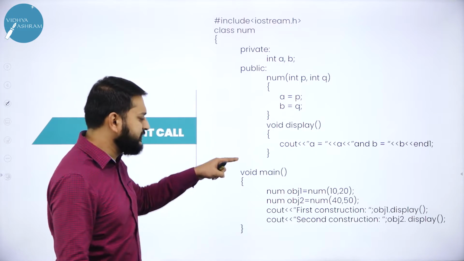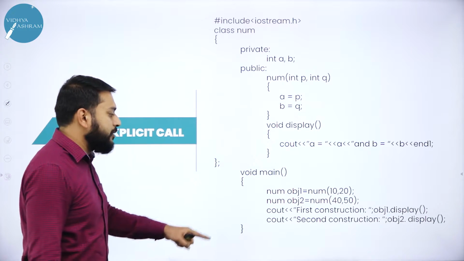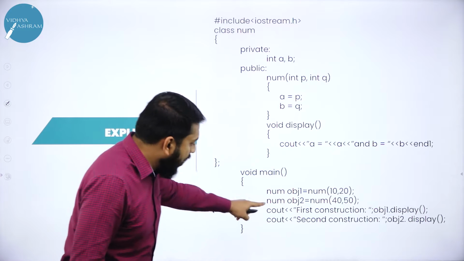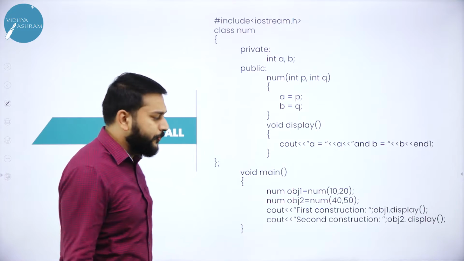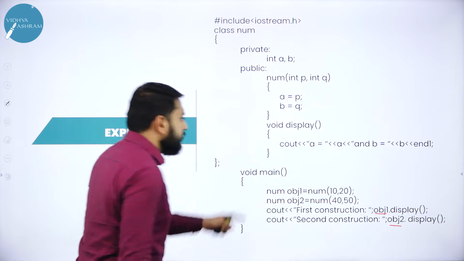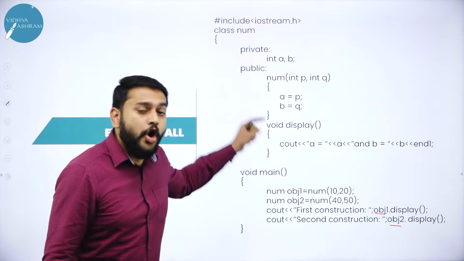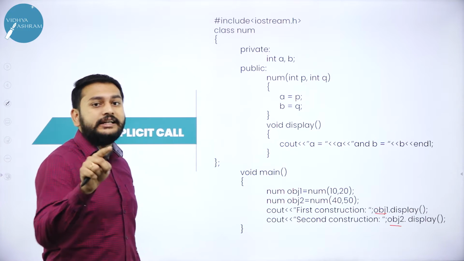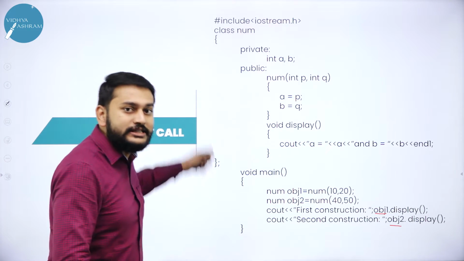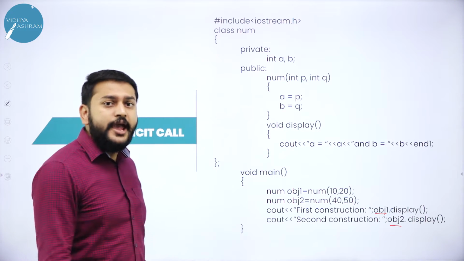I will come with the same example in the coming program, and I will ask you the question that time. Then after that, I'm just trying to print the values using object 1 and object 2. I'm calling this display function to print the A and B values for object 1 and the A and B values for object 2. So this is what I will call an explicit call. Let's understand what an implicit call is.